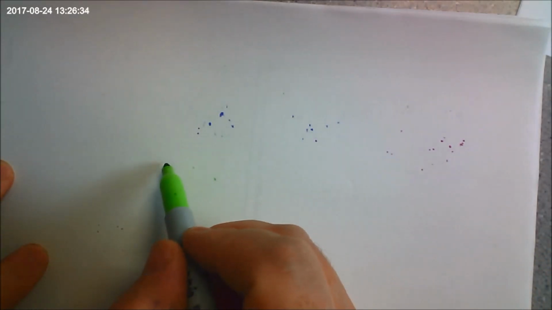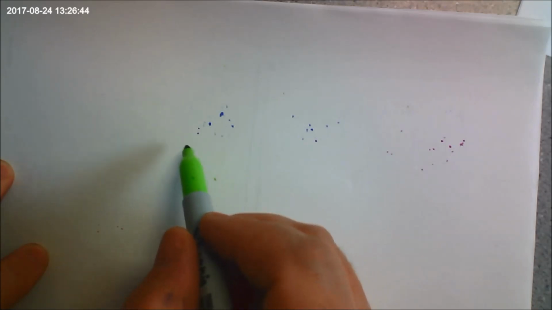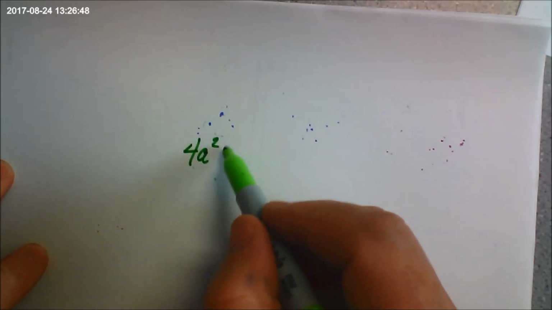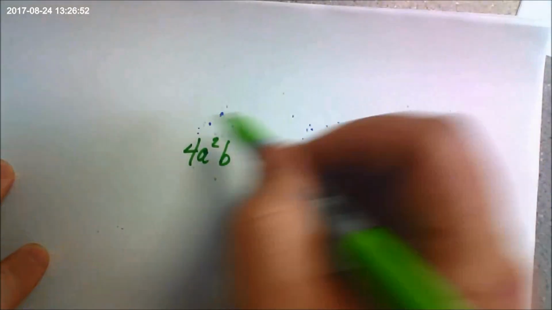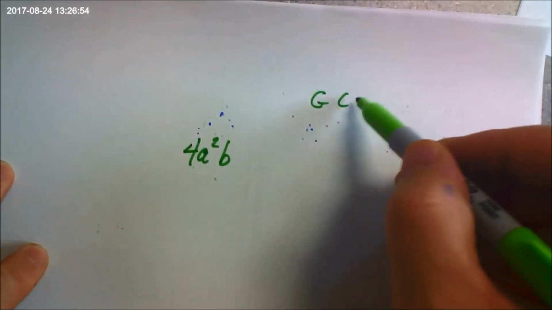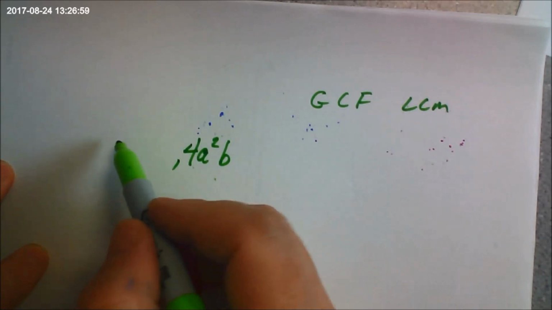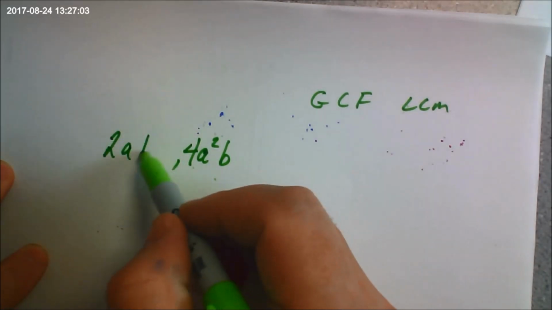Oh, wait, what number, Jose? Jose Felix, what number do you want to use? 4? Okay, good choice, buddy. 4a squared b, and we're going to find the GCF and LCM, okay? And let's do this one, 2ab. Oh, that's tricky.